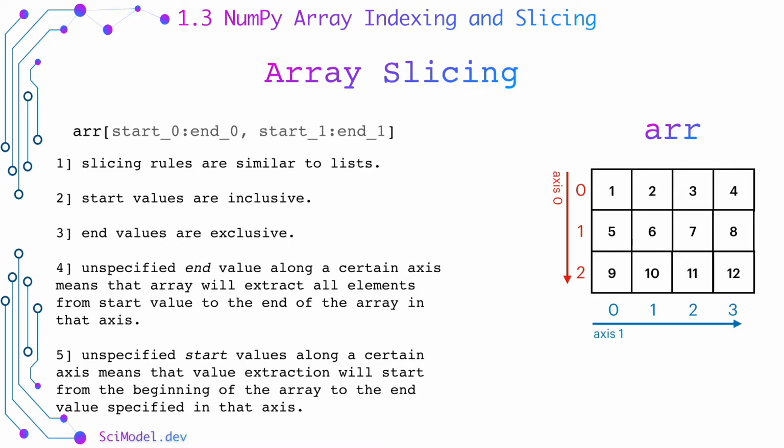Furthermore, an unspecified end value along a certain axis means that the array will extract all elements from the start value to the end of the array in that axis. Lastly, an unspecified start value along a certain axis means that value extraction will start from the beginning of the array to the end value specified in that axis. Let's take examples.